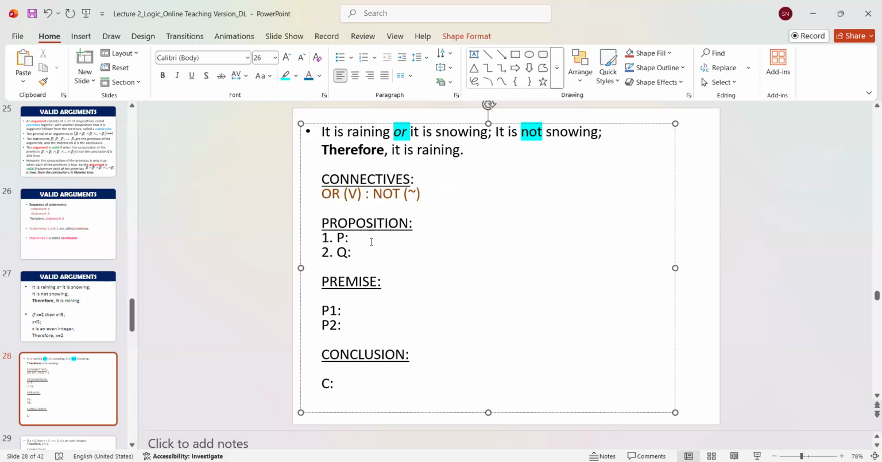It is raining. Now if you remove "or," the next statement that follows is the next proposition. So what is the second? It is snowing. Okay. If you continue reading, after the semicolon, it is not snowing. They are talking about Q, which is negated. Therefore, it is raining. They are talking about P. So in this question, there are only two propositions.